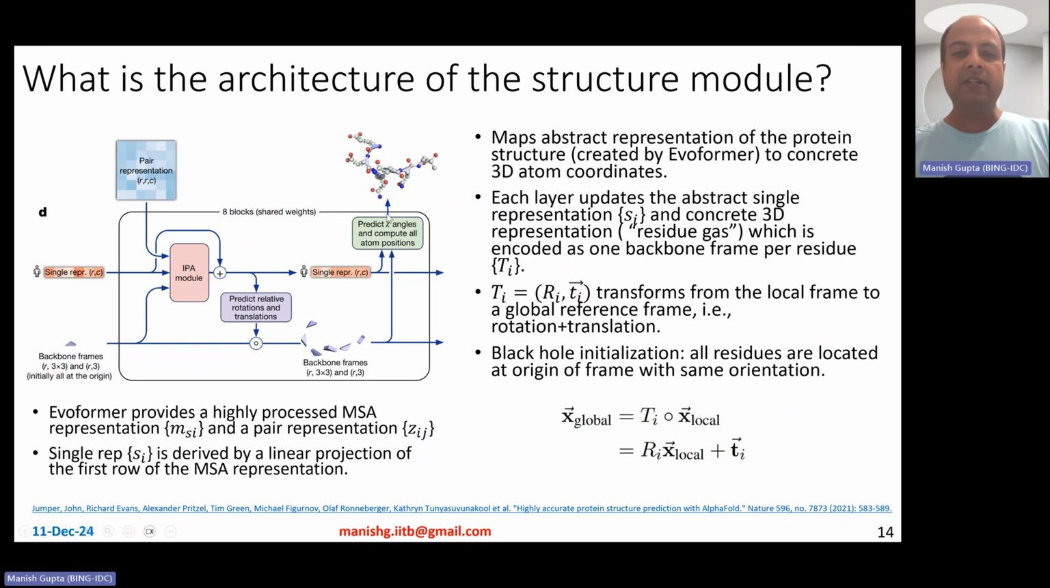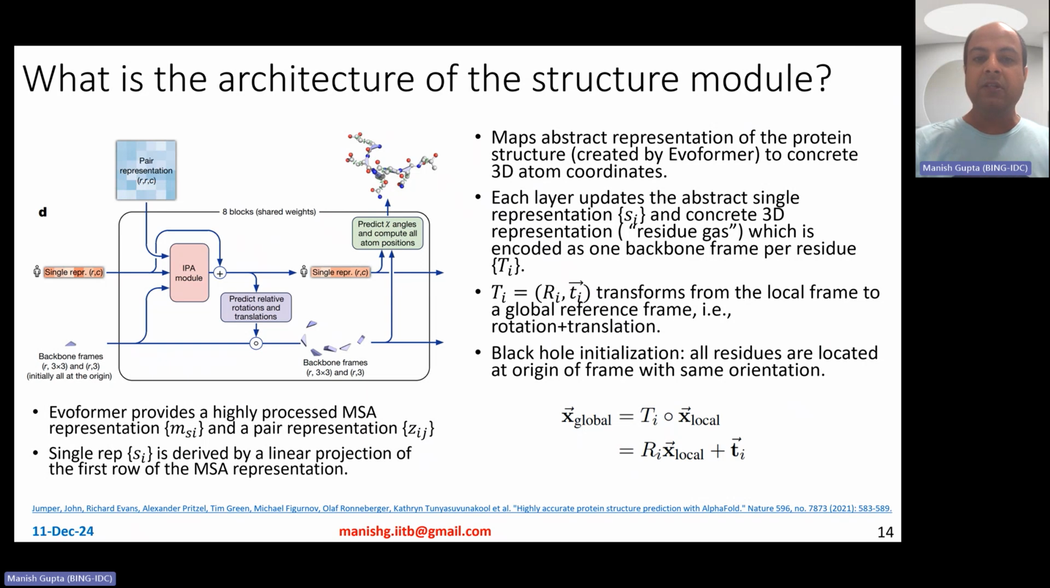Of course, at the end of it, the last block is going to give you the overall 3D representation of the entire molecule. Okay, so this residue gas is very interesting. It comprises backbone frames, as I mentioned: the position of the backbone frames as well as the orientation of those backbone frames.